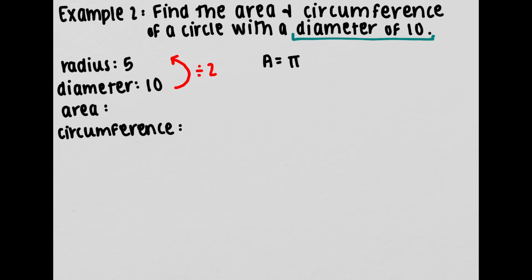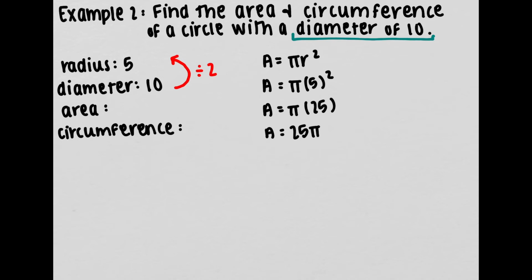So again, area is pi r squared. I'm going to plug in 5 for the r. I still have pi in the front, and I have 5 squared, or 5 times 5, which is 25. And my area is equal to 25 pi. So I can now fill this in over on the left side.